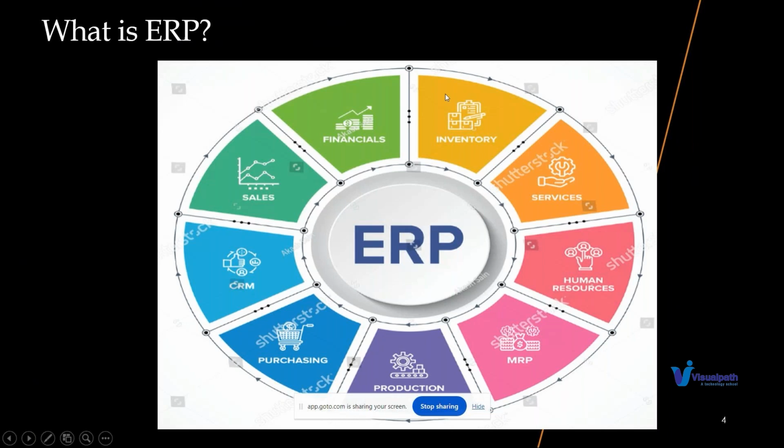If you observe this slide, I have mentioned some names here: sales, financials, inventory, services, human resources, MRP, production, CRM, like this. Let's say these are the departments that exist in a particular organization. The very usual and frequent example that I'll explain here is the Maruti Suzuki company. Everyone will know about this company, right? It's a company that deals with automobiles like cars.